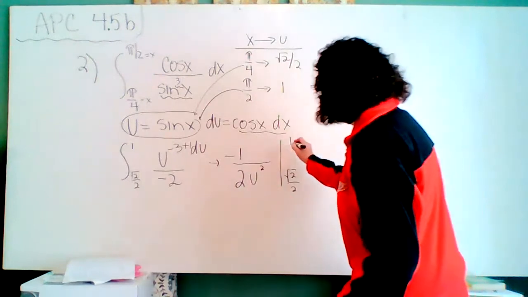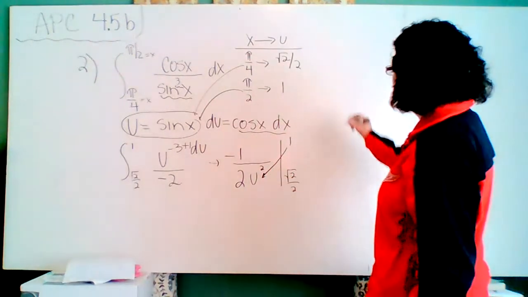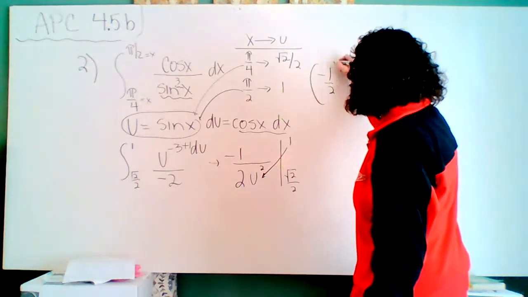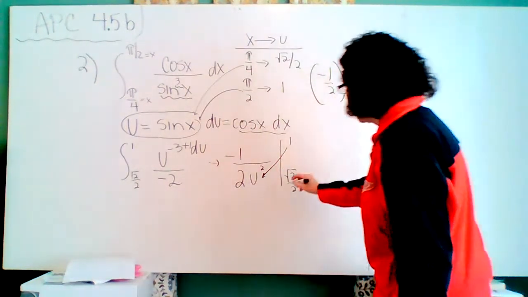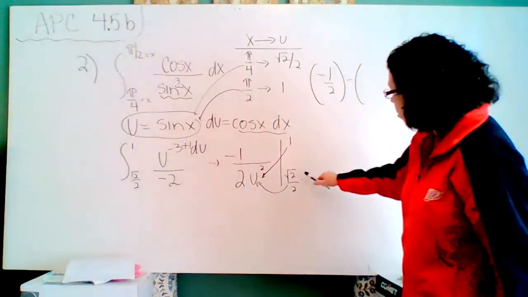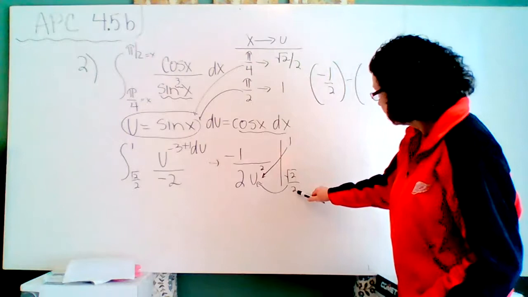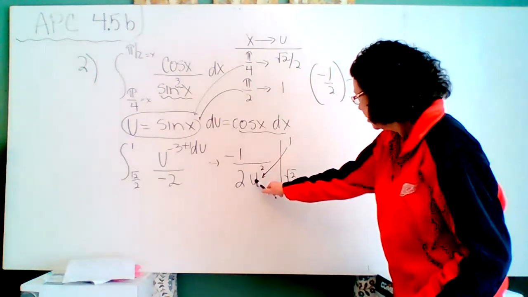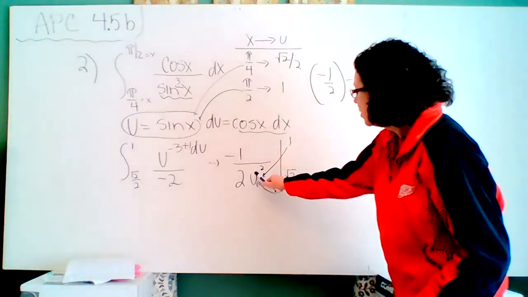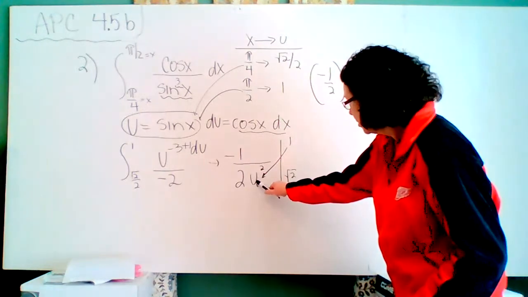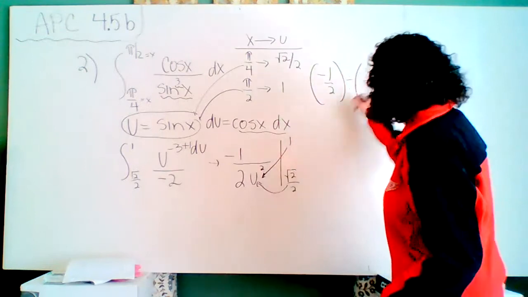So f of b, when I put a 1 in here, that will be a negative 1/2. There's my f of b minus my f of a. So this is the square root of 2 over 2 squared, which will be 2 over 4 when I square it, which will be 1/2, and 2 times 1/2 is 1. Negative 1 over 1 is 1.